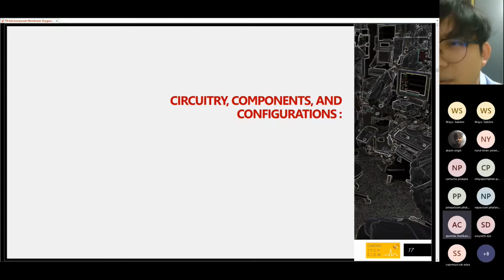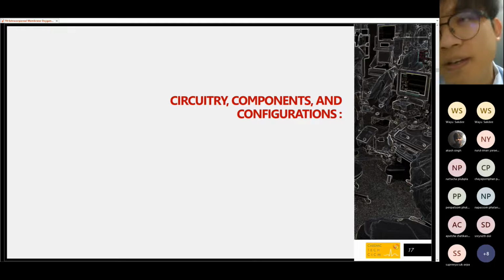There are no questions yet. Okay, all right. I'm going to move on to the next step. We know that ECMO is artificial circulation. So what are its components? Is it like a CPB or not? Let's see.